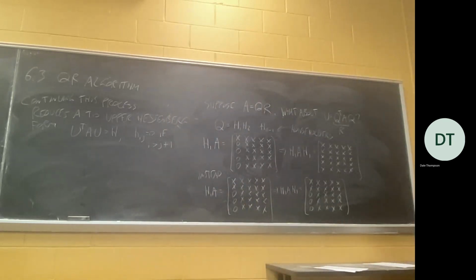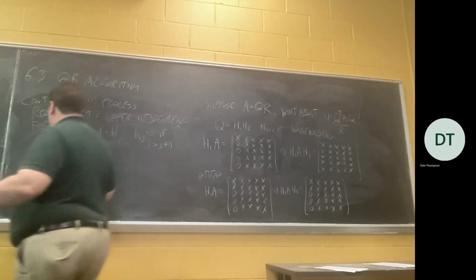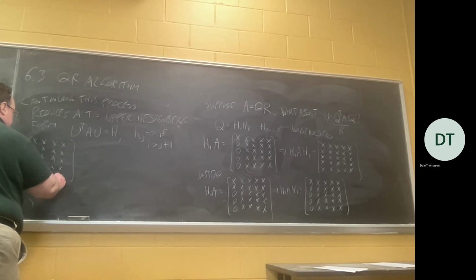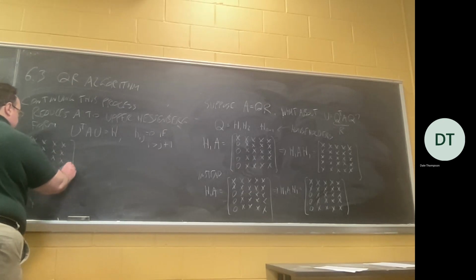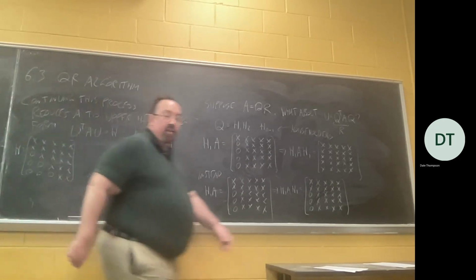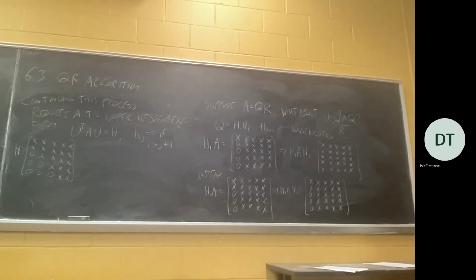So upper triangular is 0 if i is greater than j, but now we need i to be a little higher for that. So it's a matrix that has this structure for the 5 by 5 case. So that's an example of an upper Hessenberg matrix.